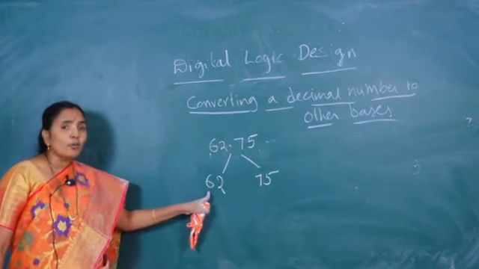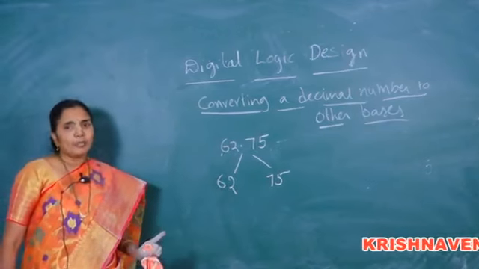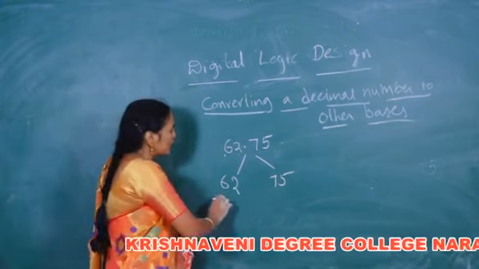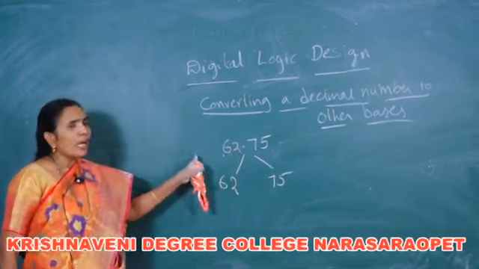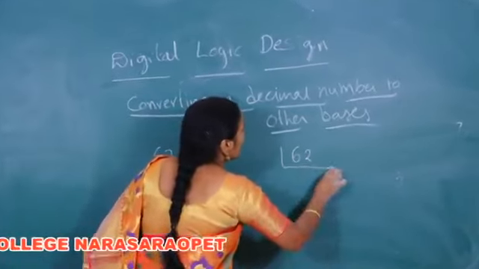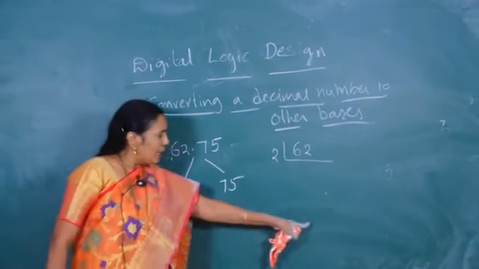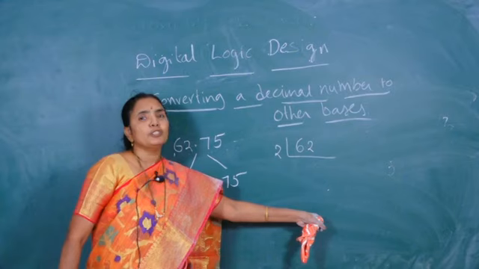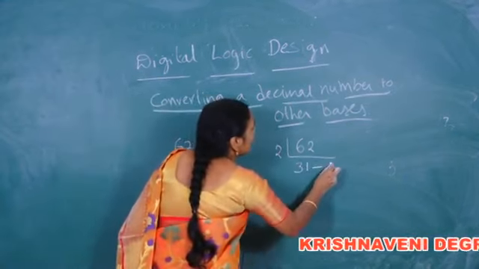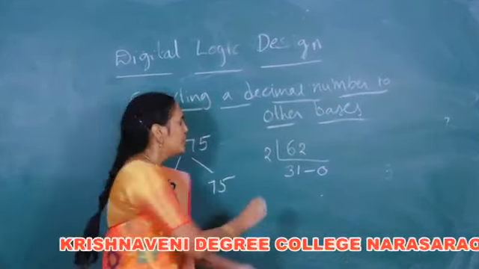Now, let us see how to convert 62 to the binary form. Binary contains the base 2. So, how is 62 converted to the binary value? 62 is divided by 2 until the quotient becomes 0. 2 into 31 is 62, the remainder is 0. All the remainders are collected from bottom to top.